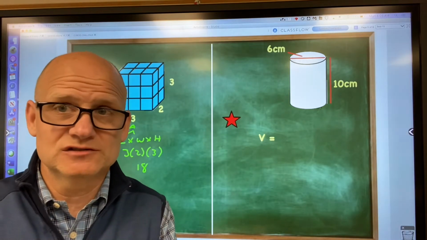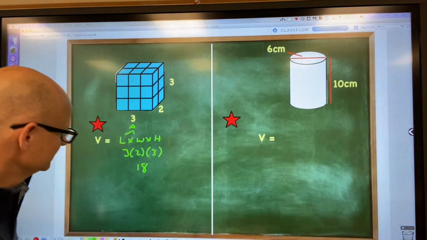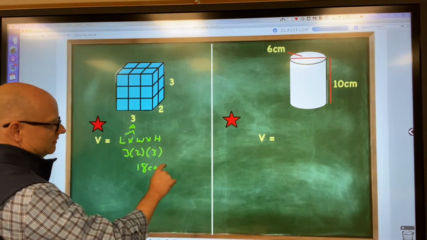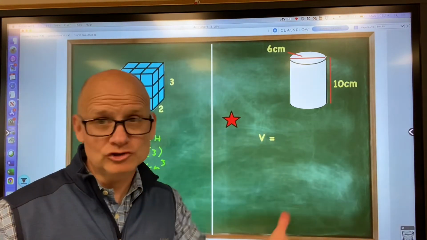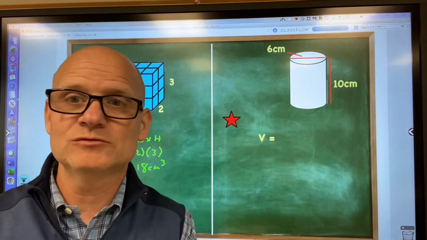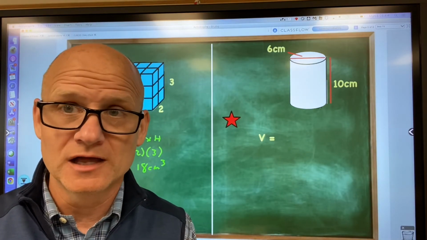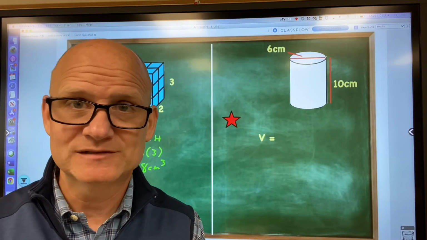If those were inches, you would say inches cubed. Okay, let's just say centimeters, because I like to use that unit a lot. Centimeters cubed. Okay? Again, here, we haven't discussed this, but you should know how to solve it, right? Because to find the volume, you just need the area of the base times the height.